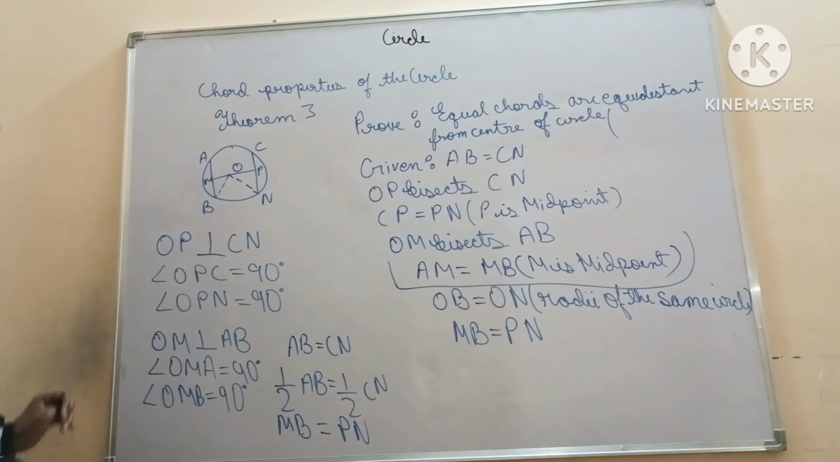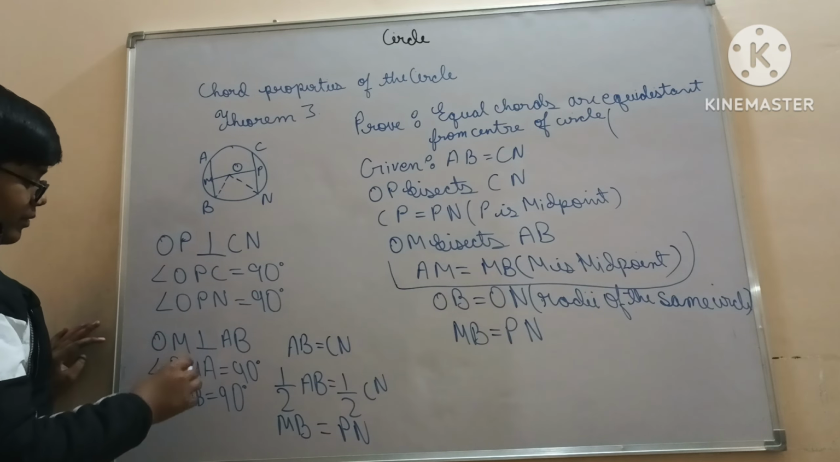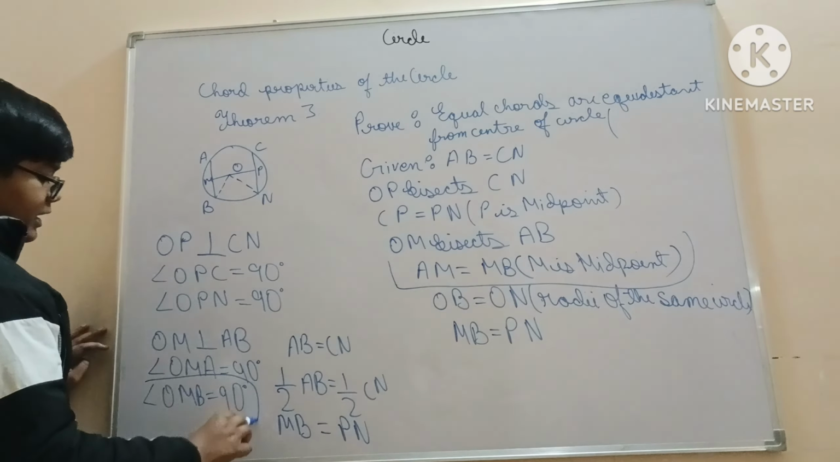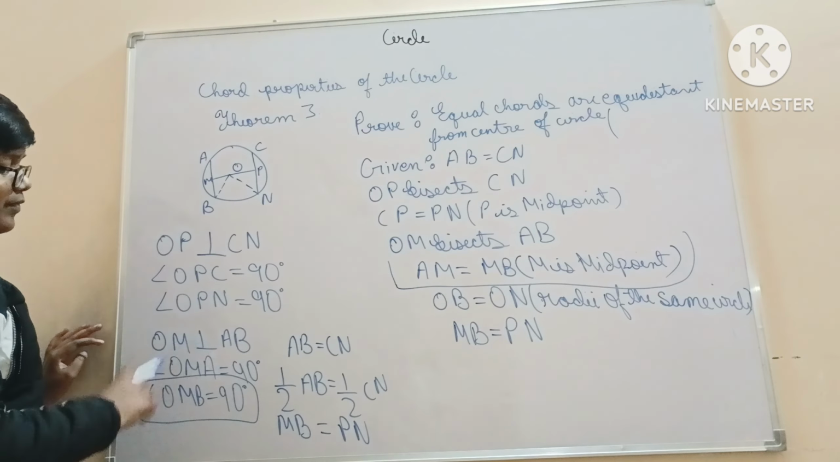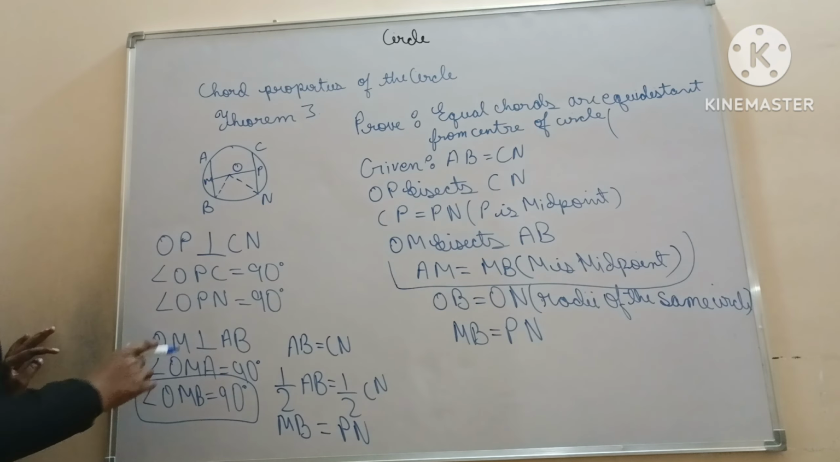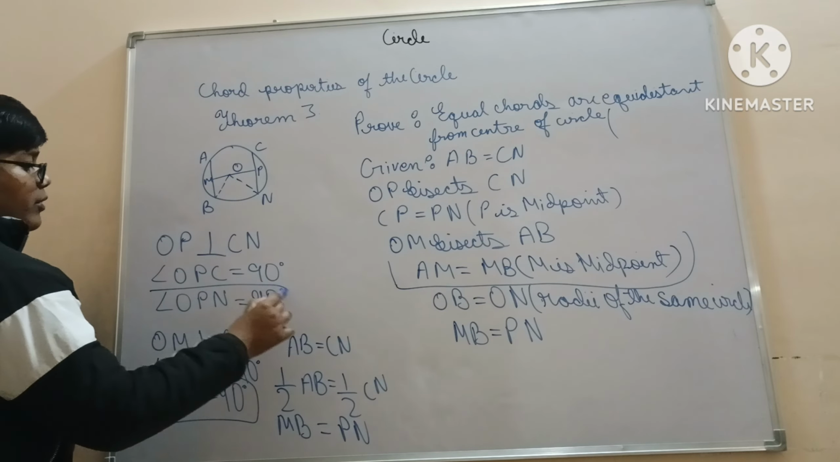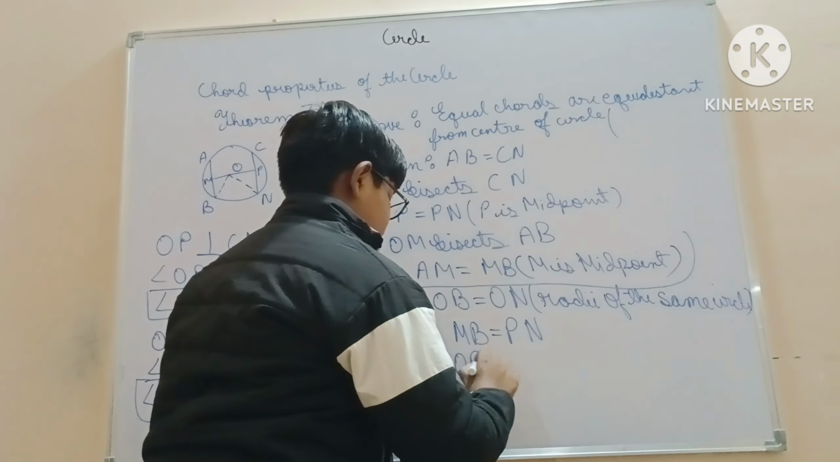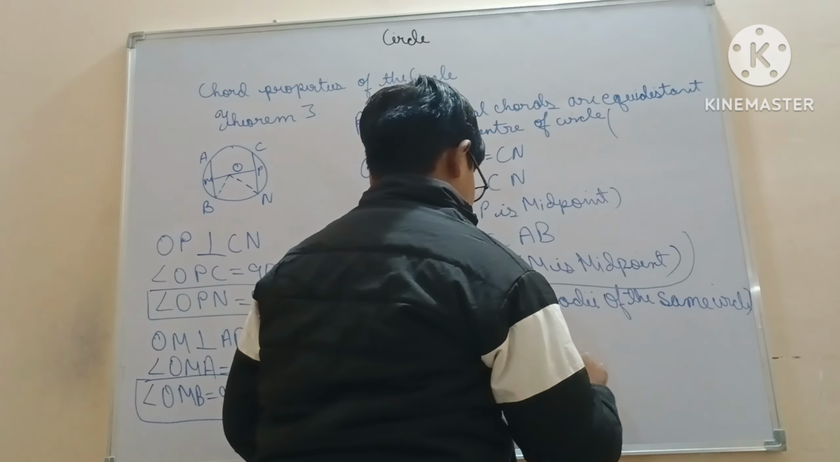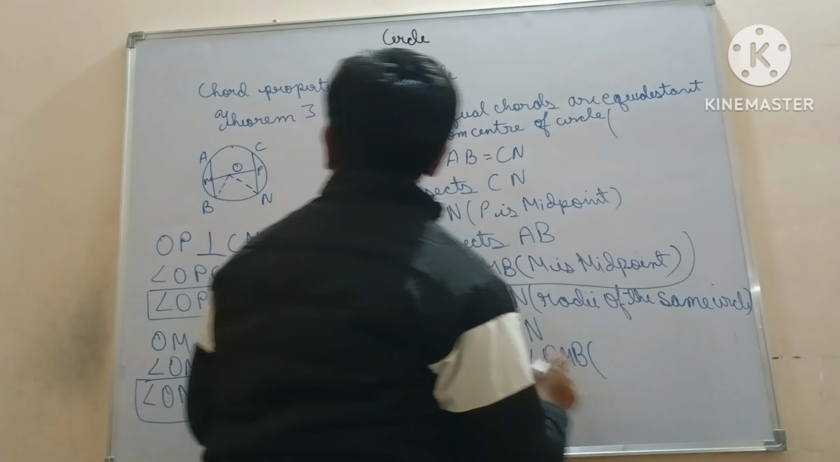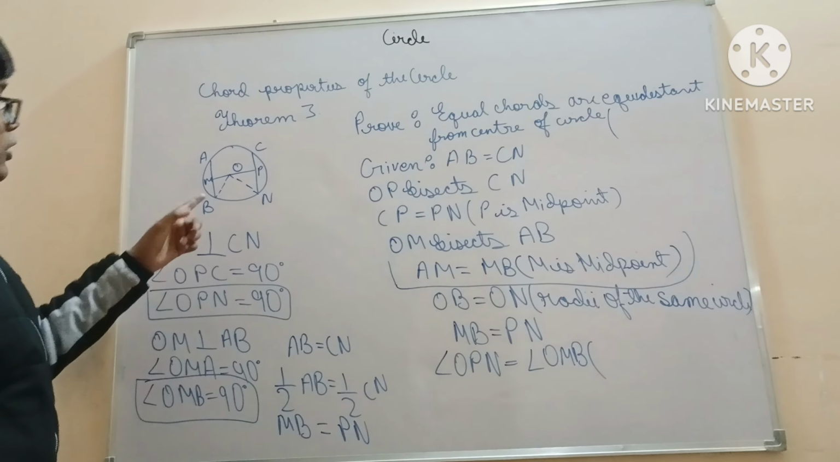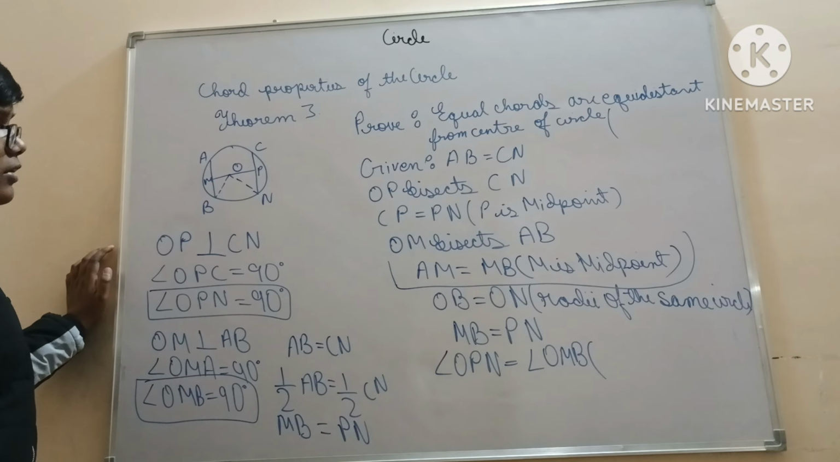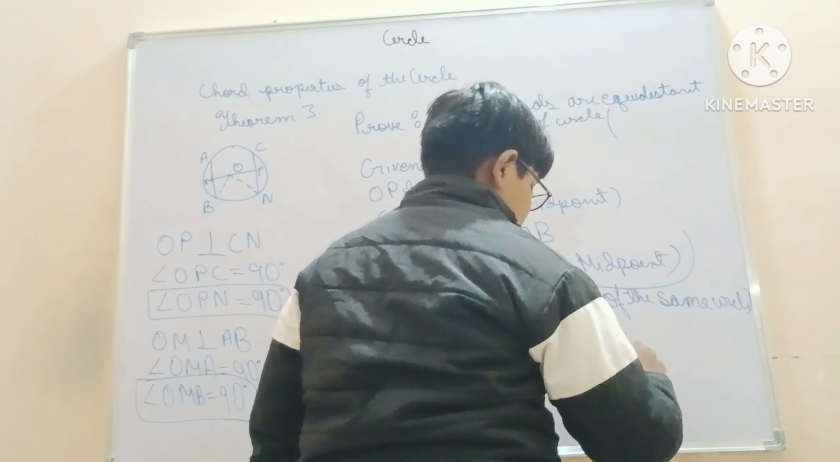Now the third reason is this angle OMB is equals to 90 degree, which we have previously done, and this angle OPN is equals to 90 degree. Both the angles are equal, angle OPN is equals to angle OMB, as these are both perpendiculars, and are equal to each other because of perpendiculars.